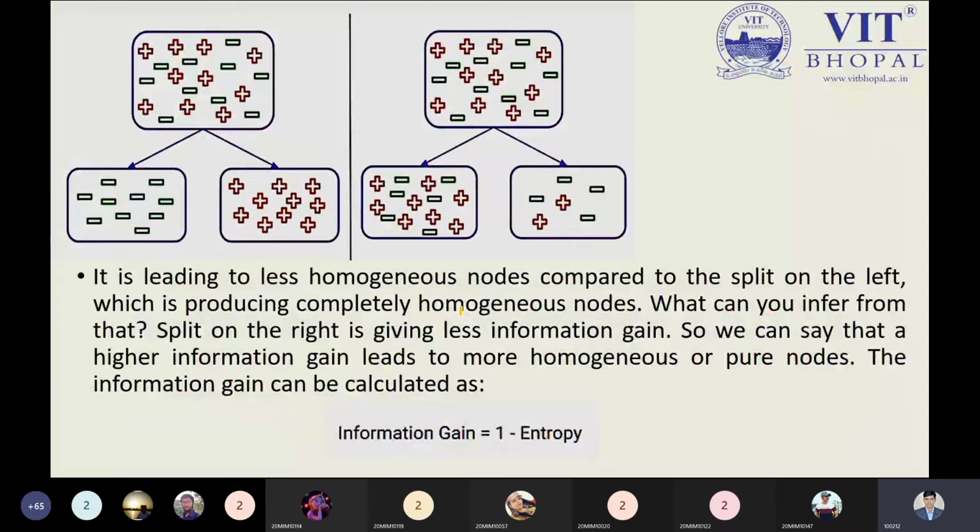I'm reading some statements from the written material. One split is leading to a less homogeneous node compared to the splitting on the left, which produces completely homogeneous nodes. You can see two diagrams where you divide the data into two parts, and you can split the data on the basis of homogeneous nature. What can you infer? Splitting on the right gives less information gain. So higher information gain leads to more homogeneous or pure nodes. The information gain can be calculated like this.